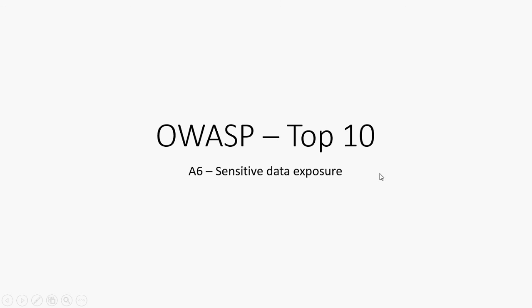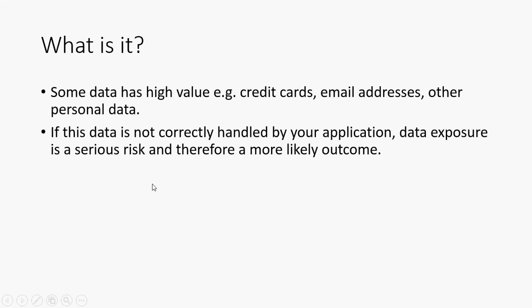A6 is called sensitive data exposure. And what we're talking about here is quite simply that some data that web applications hold, and in fact possibly most web applications hold, has high value. Now there are obvious ones like credit card numbers, email addresses, other personal data, so health information, private information, things that perhaps you don't want people to know about yourself. But also things like passwords have value, even if it's just to give an attacker access to a different system, a different web application, where they are going to assume that you've used the same password.